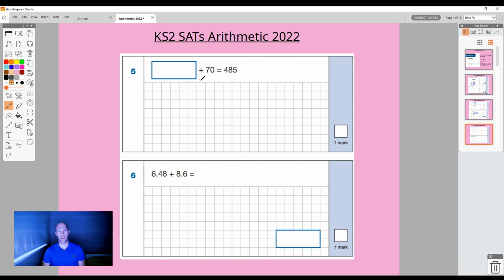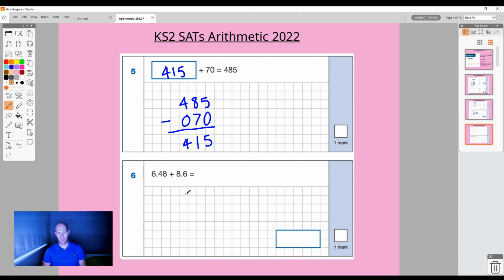Something add 70 equals 485, so we need the inverse again. 485 is the whole number. We take away the 70 that we know, and that's going to give us the mystery number. 5 take away nothing is 5. 8 take away 7 is 1. 4 take away nothing, put 0 in there if you would like to, is 415. Put it in there. Quick check, 415 add 70. Yeah, that looks about right.